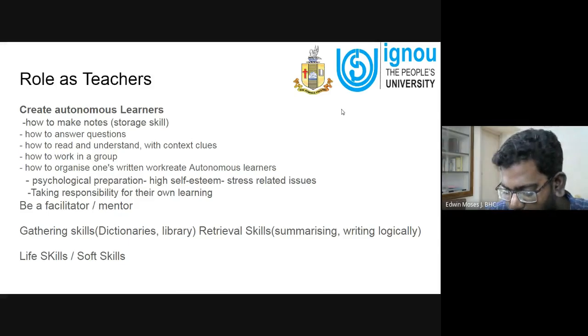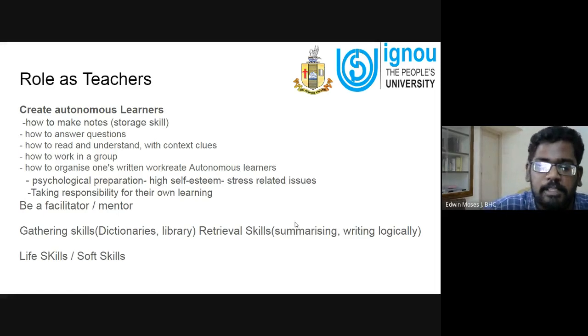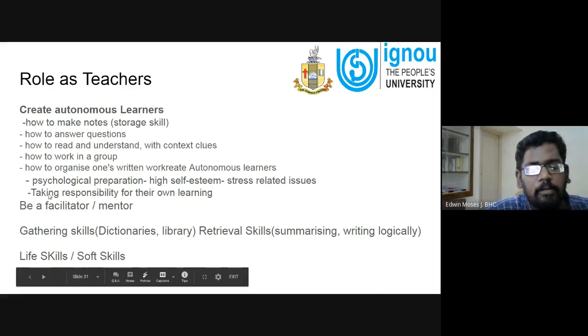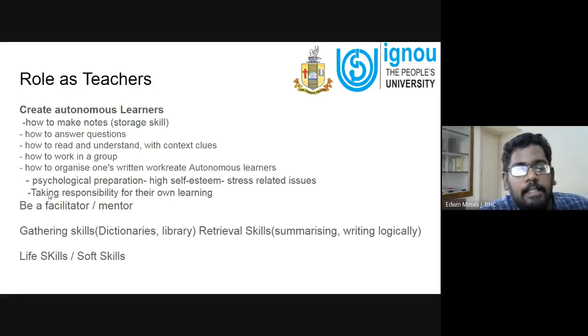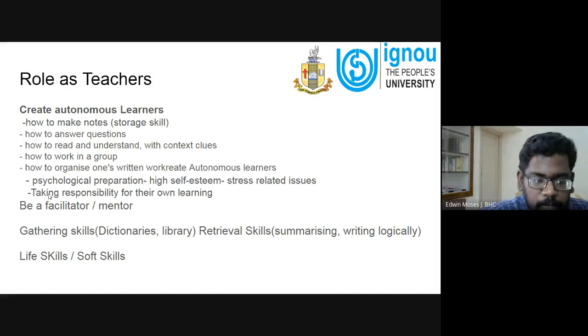So I'll conclude with the role of teachers in language learning, the role of teachers in high school, higher secondary, and higher education. We can conclude that all these are related to every other section or every other group of learners, right? Create autonomous learners, especially, in the sense creating learners who can learn independently, right?